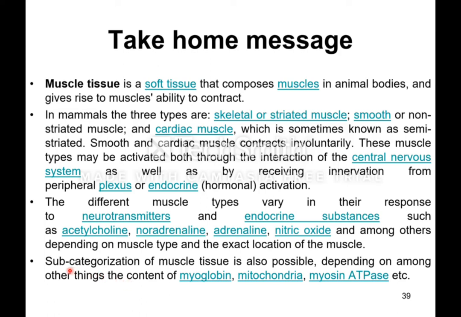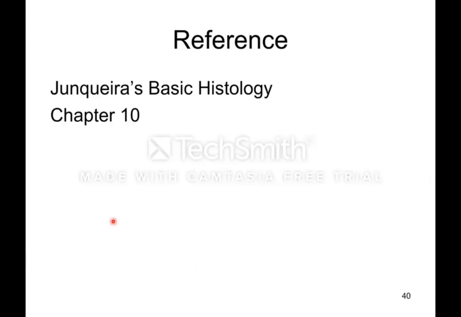Also, the muscle tissue has some categories depending on the content of myoglobin, mitochondria, and myosin ATPase activity, which you will learn more about in biochemistry and physiology. You can study this session in Junqueira's Basic Histology, chapter 10.